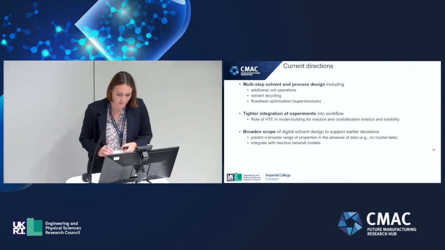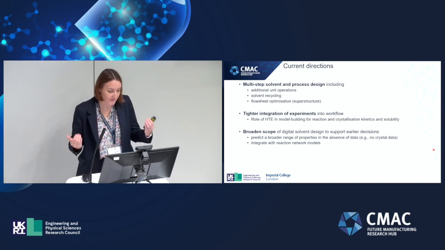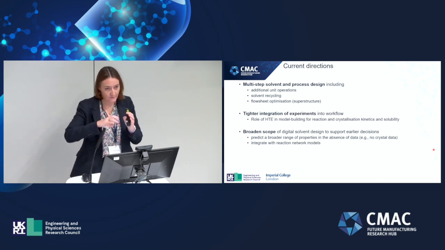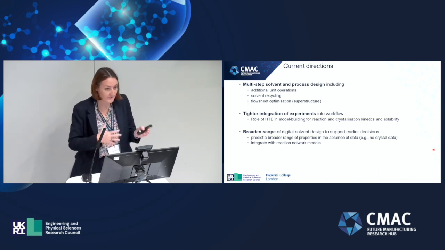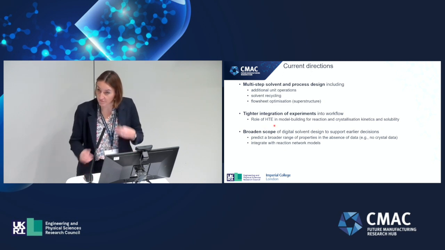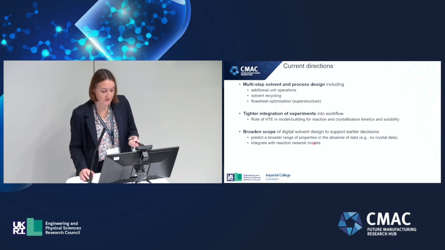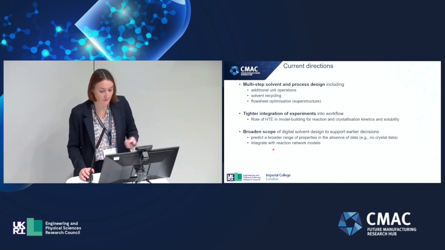In terms of our current direction, we are trying to expand this to increase the number of steps we take into account, look at solvent recycling, and enable different structures of flow sheets to be optimized. So should you use crystallization? Should you use a different technology, et cetera. We're looking also at the role of high throughput experimentation, trying to integrate this in the framework in order to have more data-driven elements to it, and then to broaden the scope to predict a broader range of properties in the absence of data, and to integrate with reaction network models in terms of route selection.